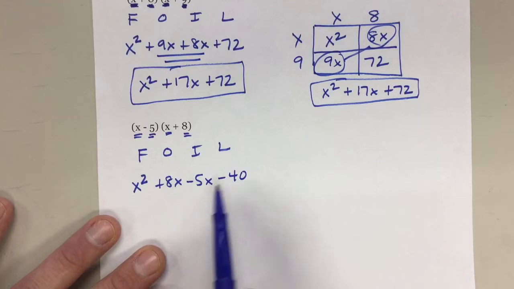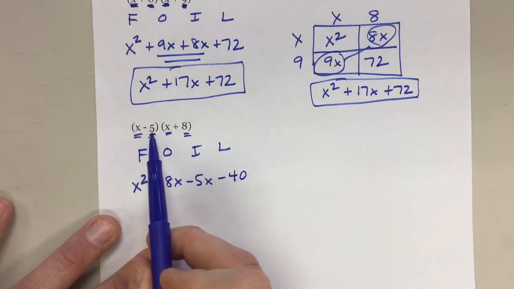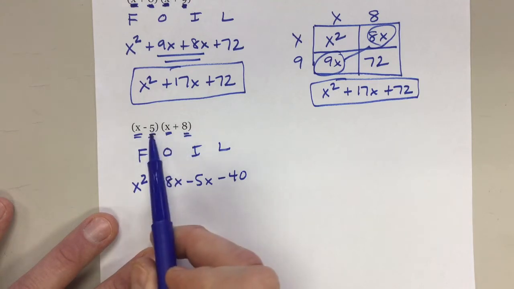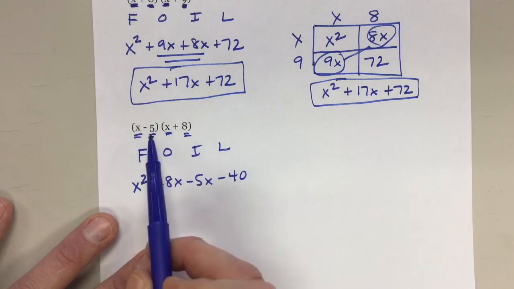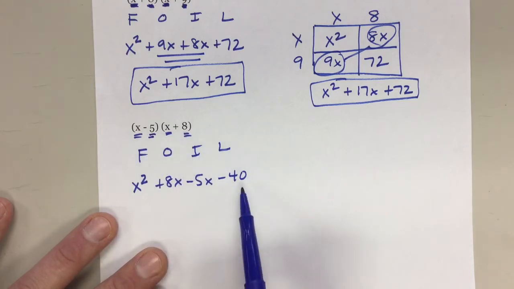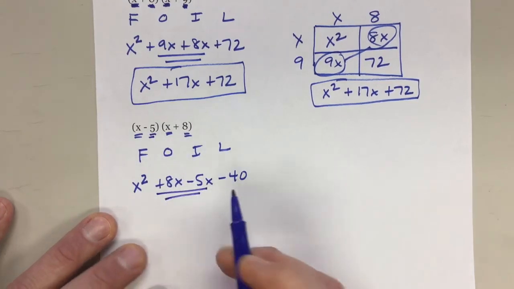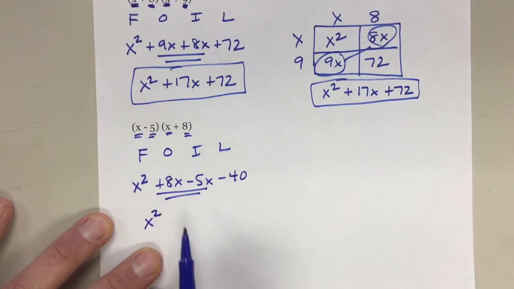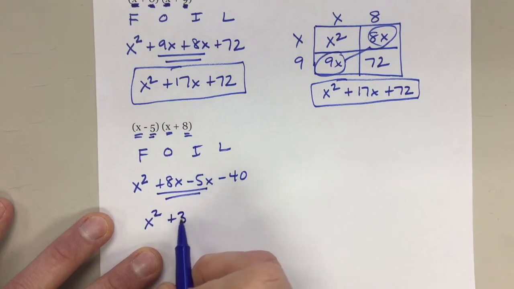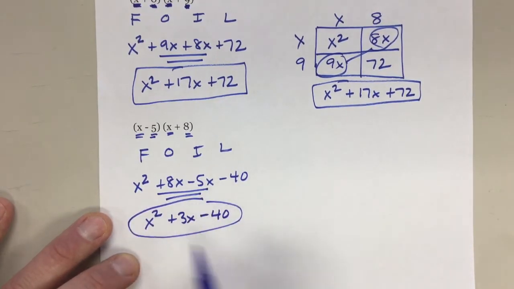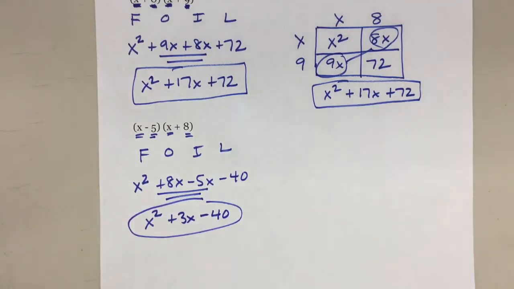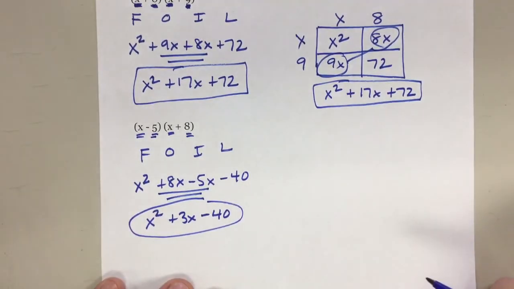So a common mistake I see kids make is they forget that this negative is included with the 5. And they go, 8 times 5 is plus 40. But that negative sign must stay with the 5, so it's negative 5 times 8, which is negative 40. Again, these two are like terms. Be careful, because it's 8x minus 5x, which is 3x, and then minus 40. Must be careful with the negative signs on these problems, because if you don't carry down that negative sign, it'll be wrong.